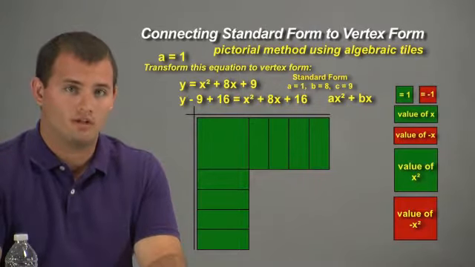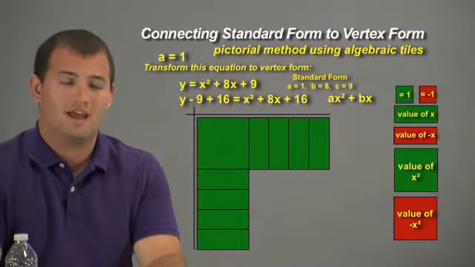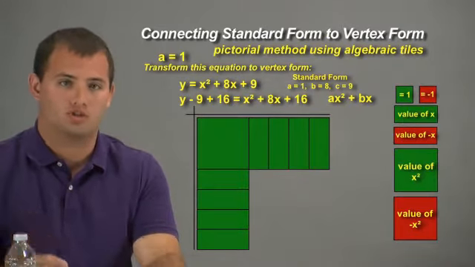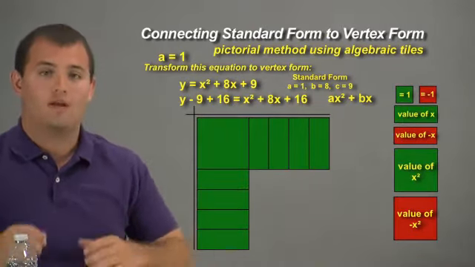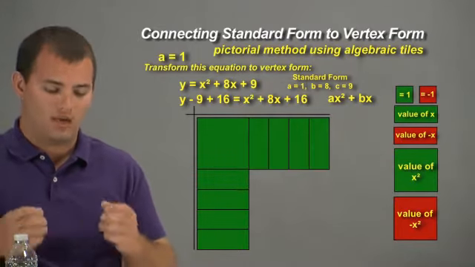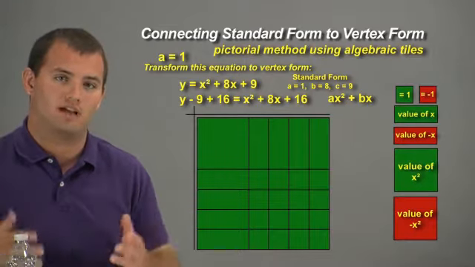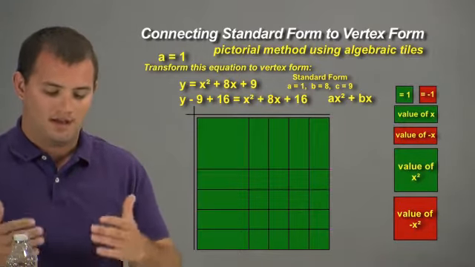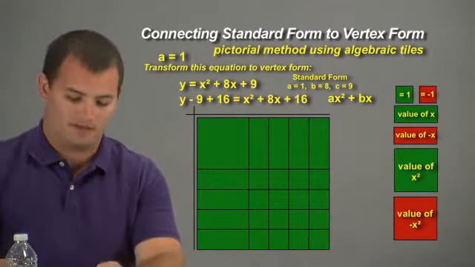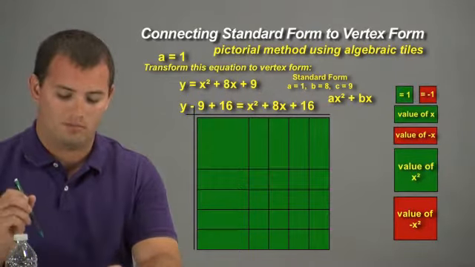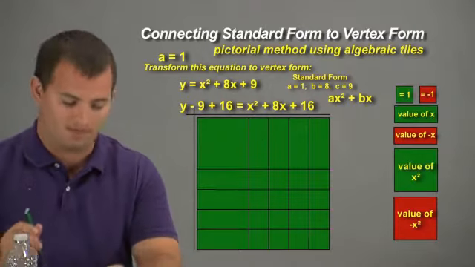Notice how we have equally distributed the x rectangles. Now the goal is to create a square by adding enough 1 boxes to our diagram. We have to add 16 1 squares, which corresponds to us having to add 16 to both sides algebraically. And here's what our equation looks like algebraically again. We have y minus 9 plus 16 is equal to x squared plus 8x plus 16.